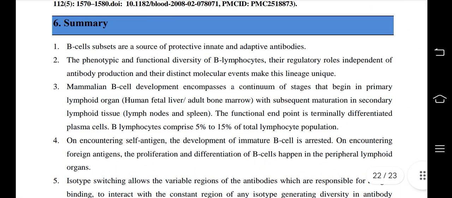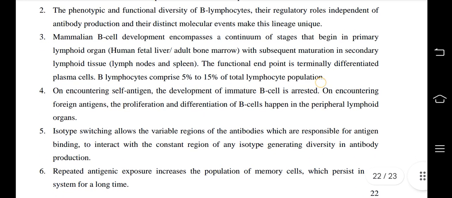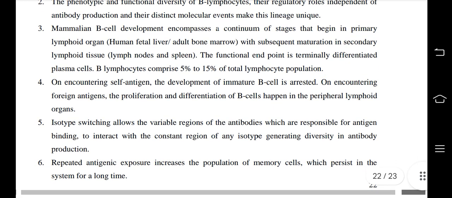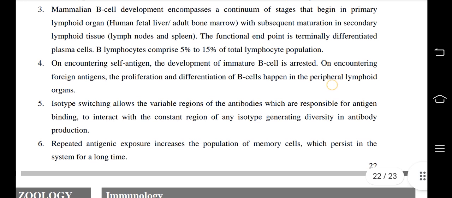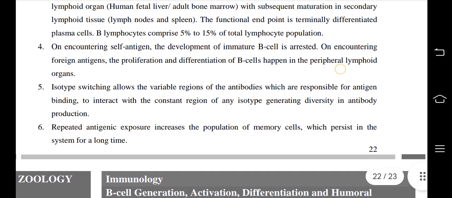Now let's have a summary. B cell subsets are a source of protective innate and adaptive antibodies. The phenotypic and functional diversity of B lymphocytes, their regulatory roles independent of antibody production, and their distinct molecular events make this lineage unique. Mammalian B cell development encompasses a continuum of stages that begin in primary lymphoid organs, human fetal liver, adult bone marrow, with subsequent maturation in secondary lymphoid tissue. The functional endpoint is the terminally differentiated plasma cell.